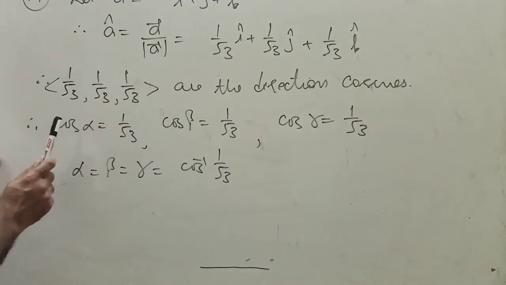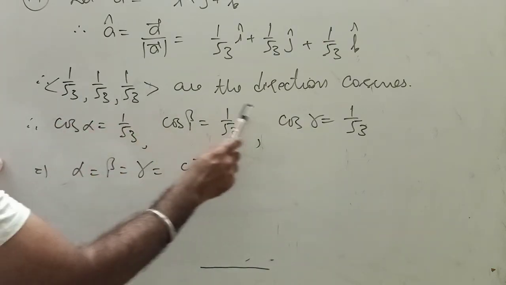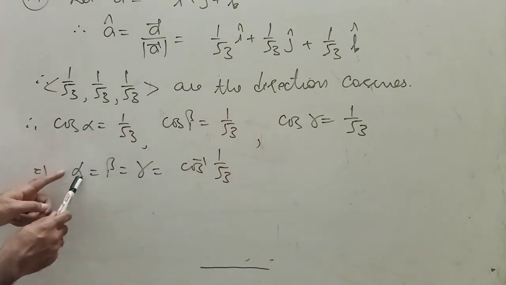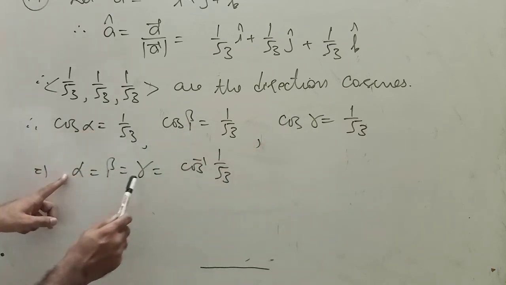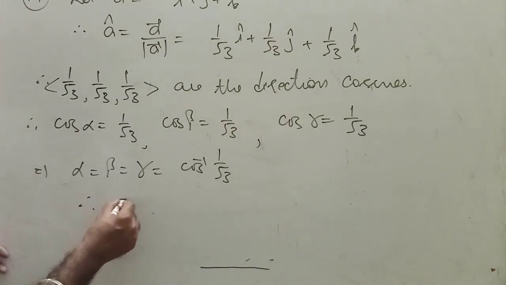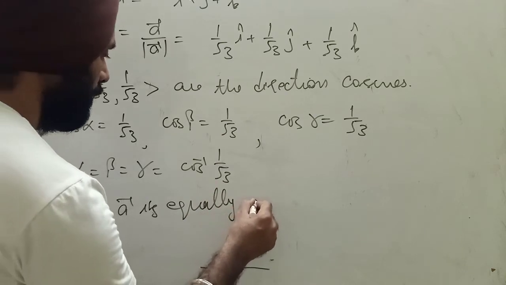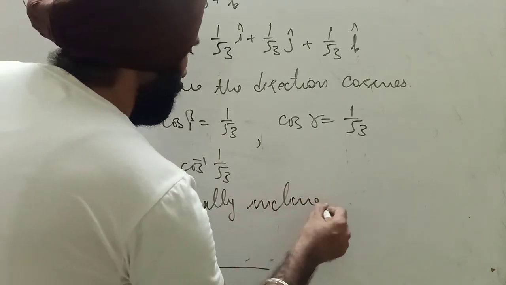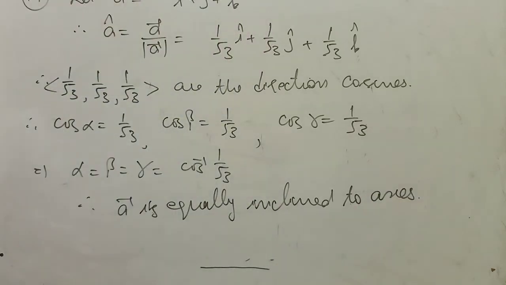And direction cosines are cos alpha, cos beta, cos gamma. So this is cos alpha, cos beta, cos gamma. So from here, what is alpha? Cos inverse 1 by root 3. Similarly beta and similarly gamma. As all the angles are equal, therefore vector A is equally inclined to the axes. So in this way, you can solve this question.